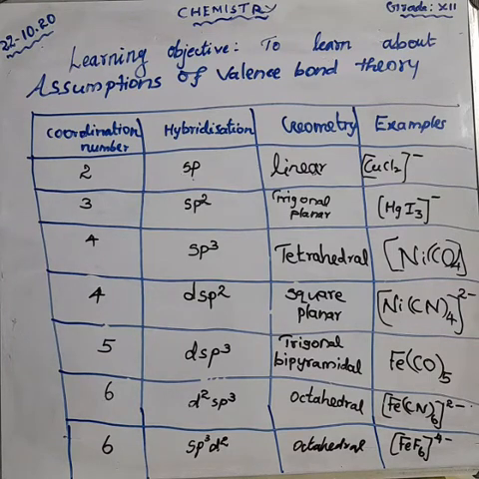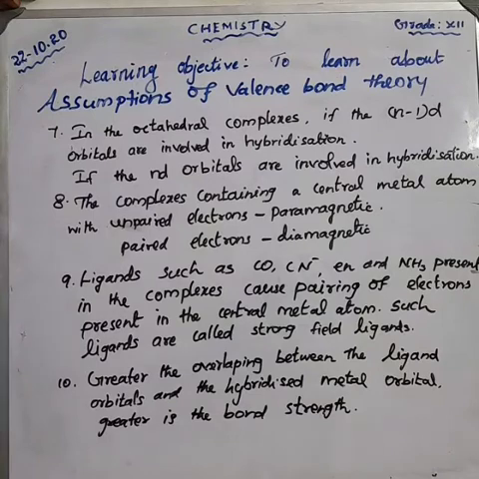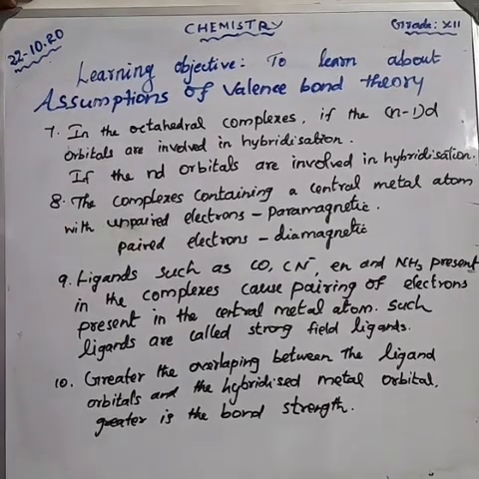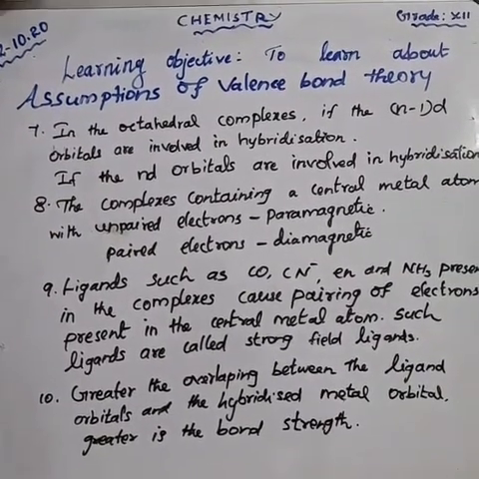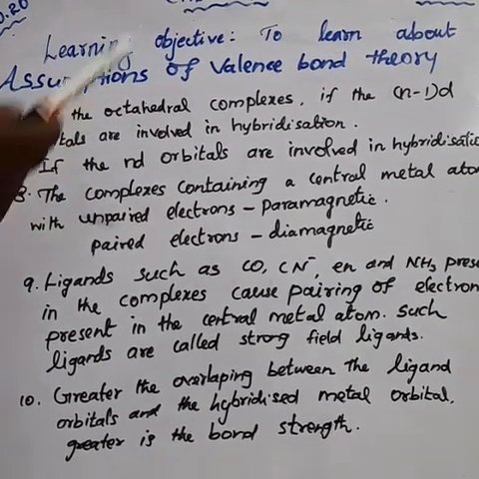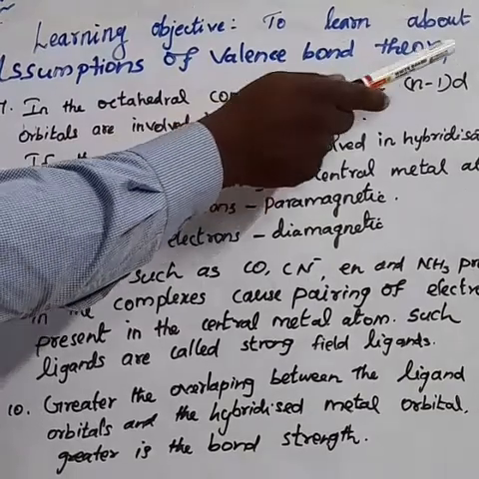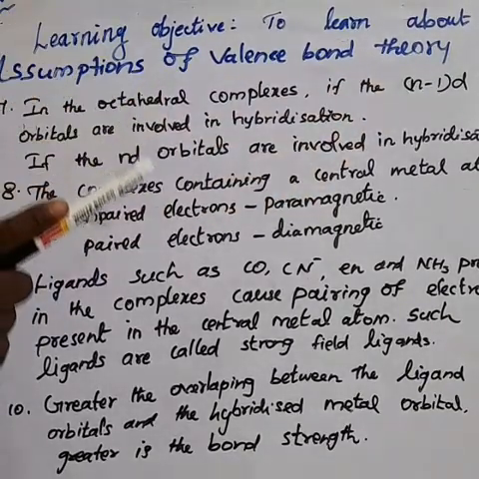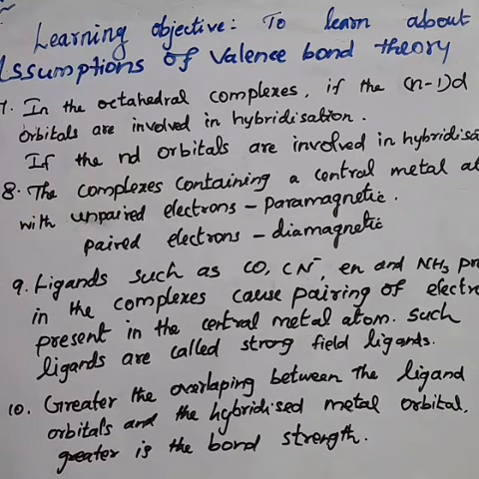Let us see the meaning of low spin complex and high spin complex. We can discuss the 7th point. I told you what the inner orbital complex is and what the outer orbital complex is. It is only for the octahedral complex, where the (n-1)d orbitals are involved in hybridization.